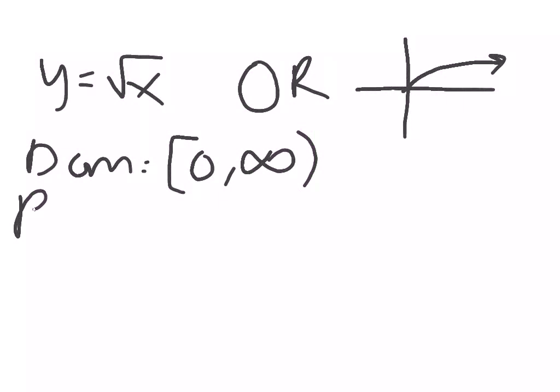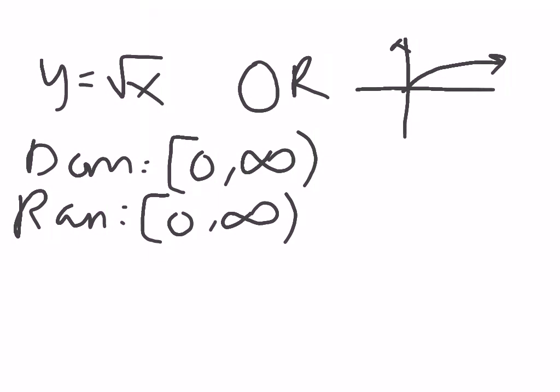Now what about the range? Well, the range looks, again, like it's on the y-axis. I'm looking at the y-axis. Like it's starting at 0 and it's going all the way up to positive infinity. Okay, that's exactly where it will be defined. So, in this case, this is pretty easy because the domain and range are the same thing.